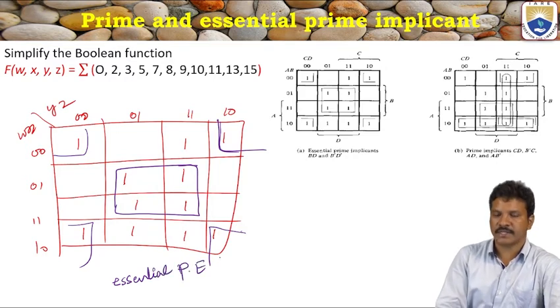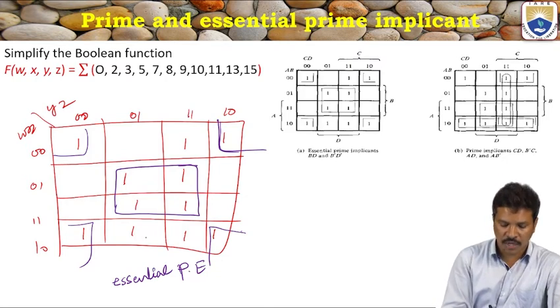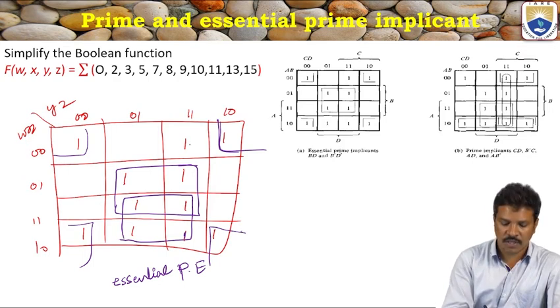Then these 2 prime implicants are called essential prime implicants. In order to cover the remaining ones, we can take any 4. Here there are also 4-square possibilities. So we can take this square to cover these 2 ones, and in order to cover this one, we can take this one.